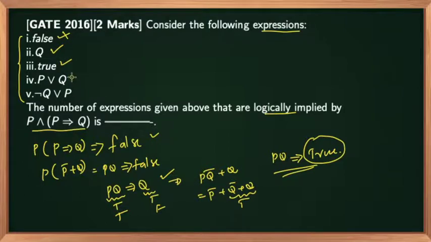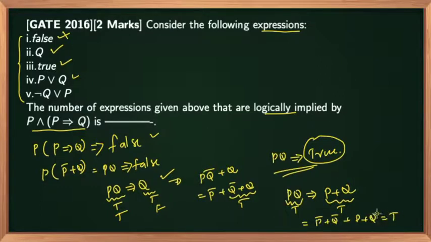Now the fourth one, that says PQ implies P or Q, that's also always a tautology, because if this side is true, this side always will be true, right? So anyway, we can expand this, so we'll be getting P bar plus Q bar plus P plus Q. So this is equal to true, right? So P or Q is a tautology.